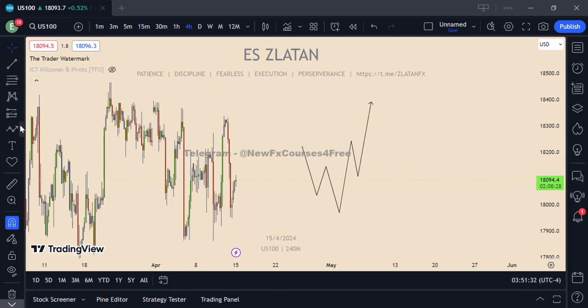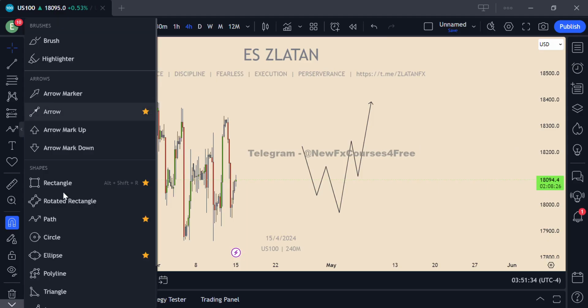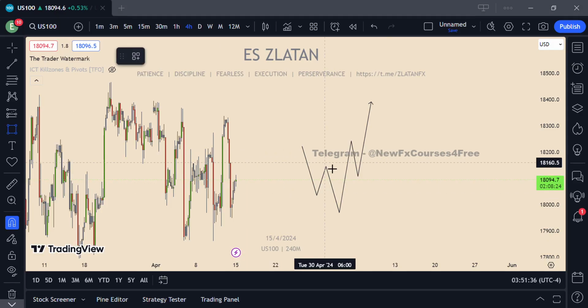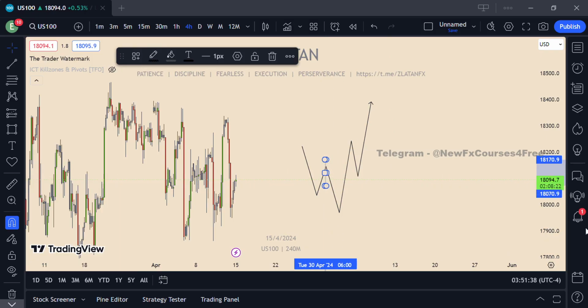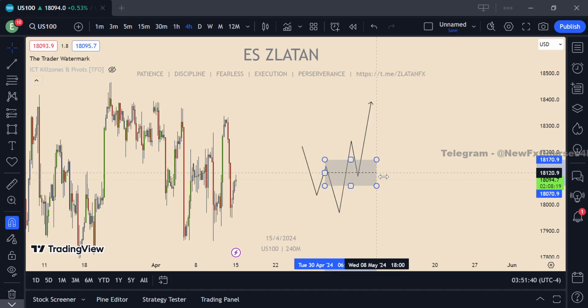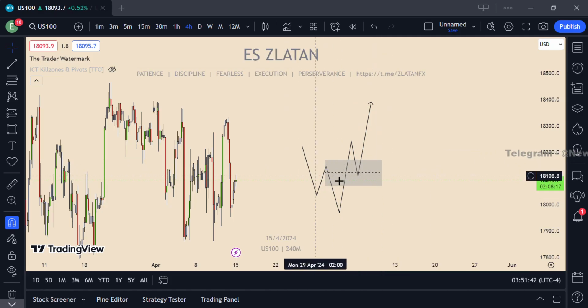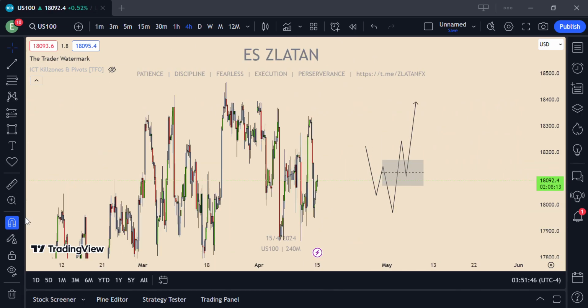So the breaker is always located at this level, and you want to use that and rally, right? So let's look at an example.